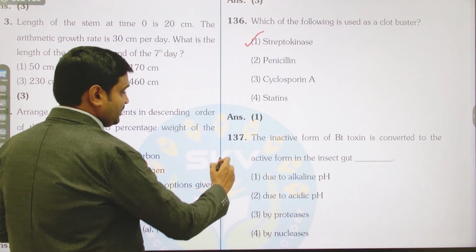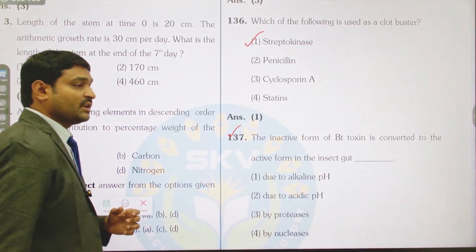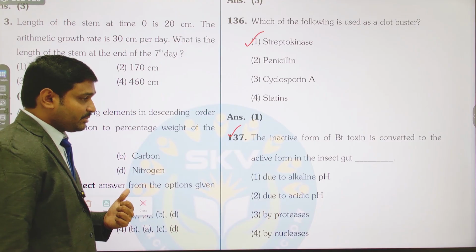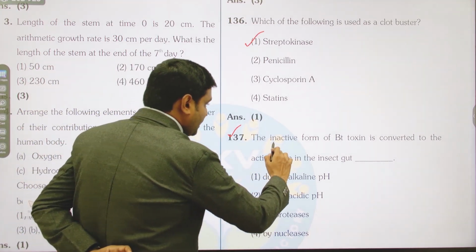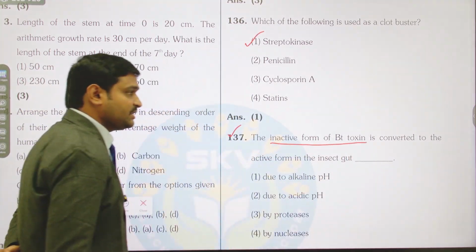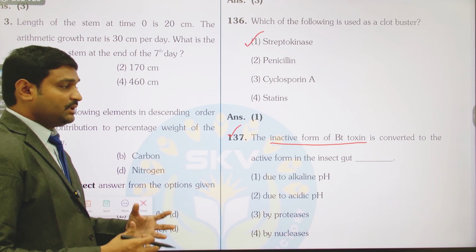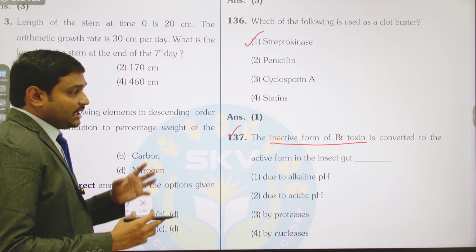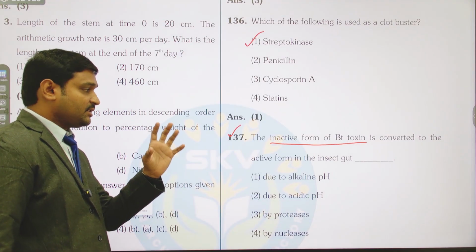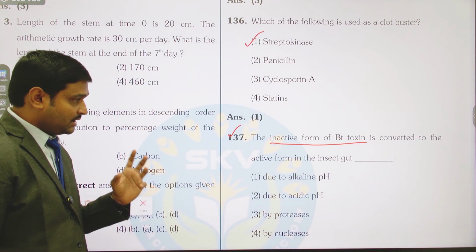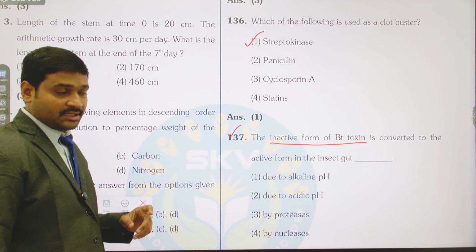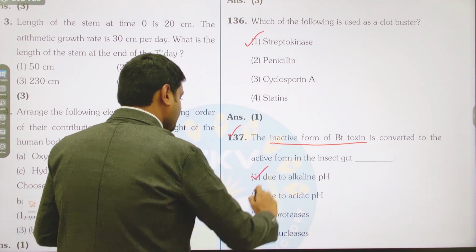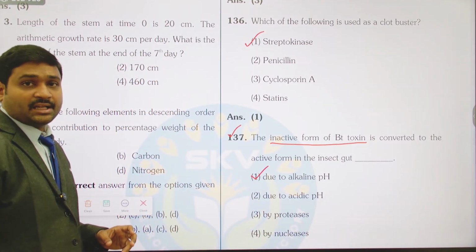The next question, number 137, from the biotechnology principles and process chapter. It asks about the inactive form of Bt toxin being converted into the active form in the insect gut. The inactive form of the Bt toxin is converted into the active form in the insect gut directly due to the alkaline pH. So that is the correct option.